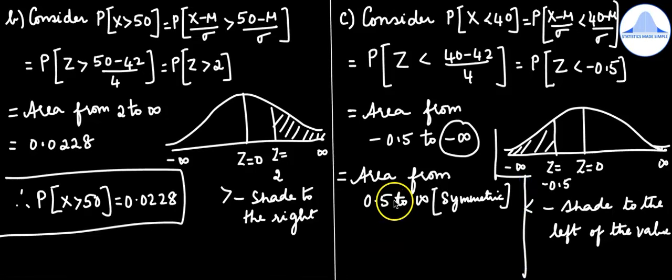So now if you search in the normal tables the area from 0.5 to infinity, you will get the answer as 0.3085. So therefore probability of x less than 40 is equal to 0.3085.